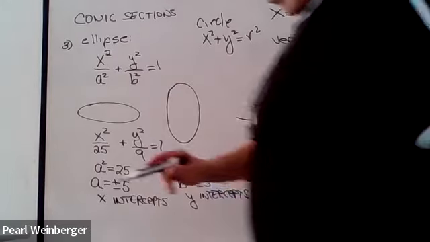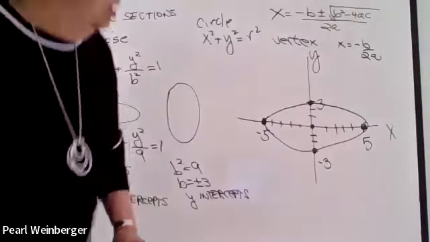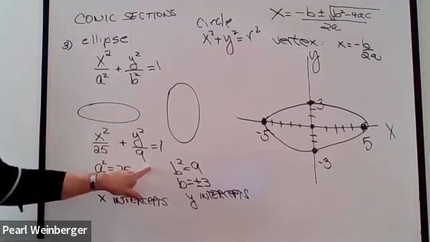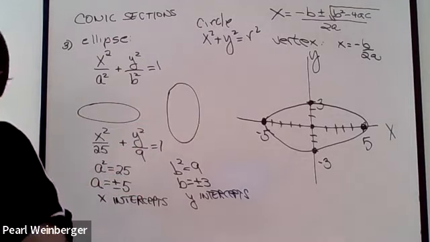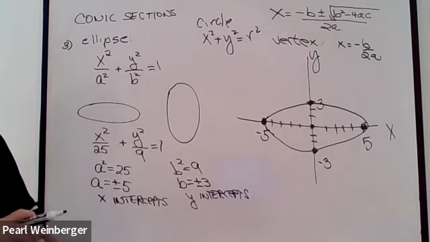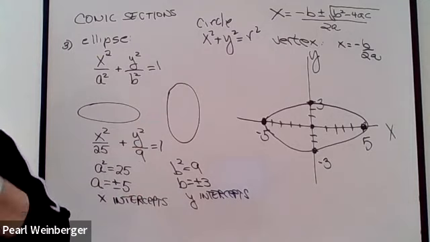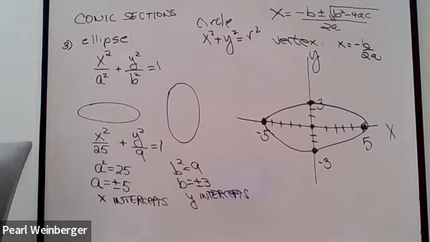And see how important the numbers, the a squared and the b squared are, because it gives us where it is crossing the x and y axis so that we can draw a decent picture of the ellipse.